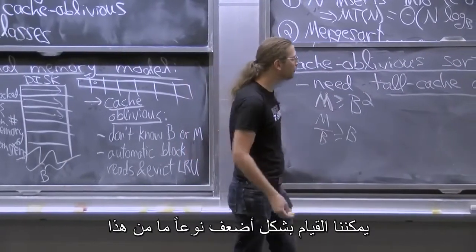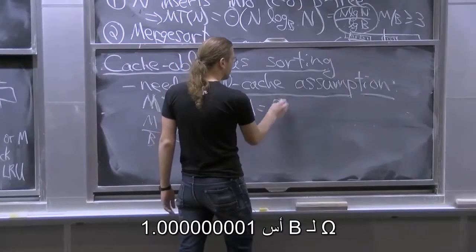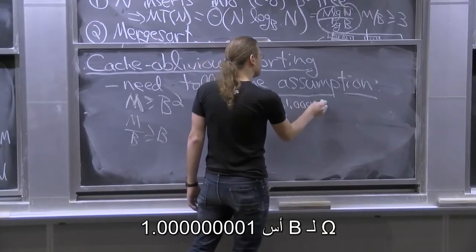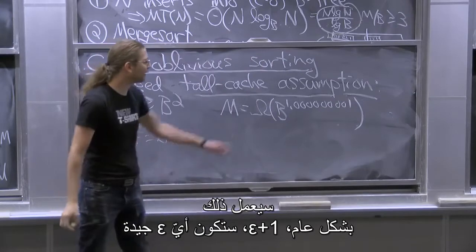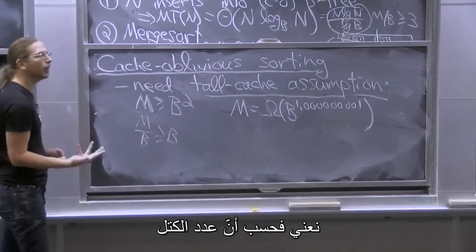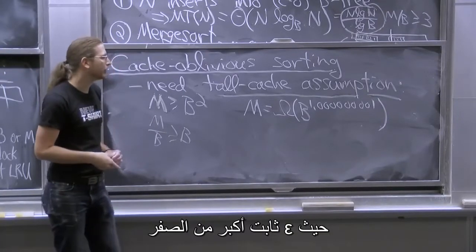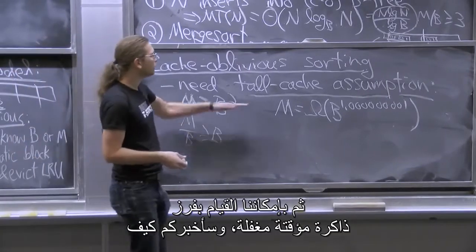You can make a somewhat weaker form of it, which is m is omega of b to the 1.0000000001. That'll do. In general, 1 plus epsilon. Any epsilon will be fine. We just need that the number of blocks is at least some b to the epsilon, where epsilon is a constant bigger than 0. OK, then you can do cache oblivious sorting.